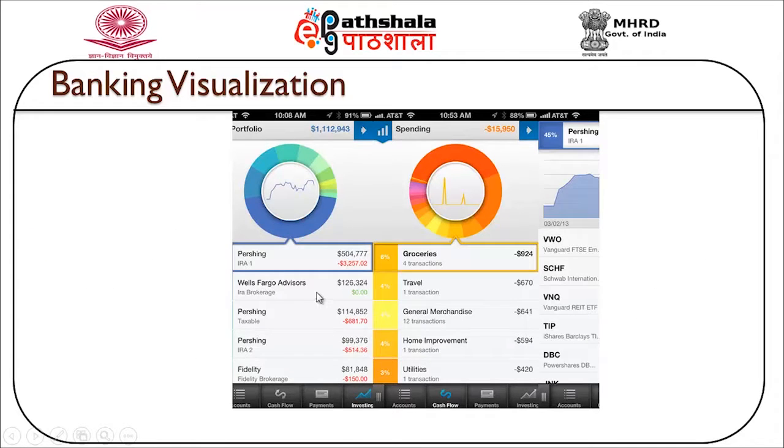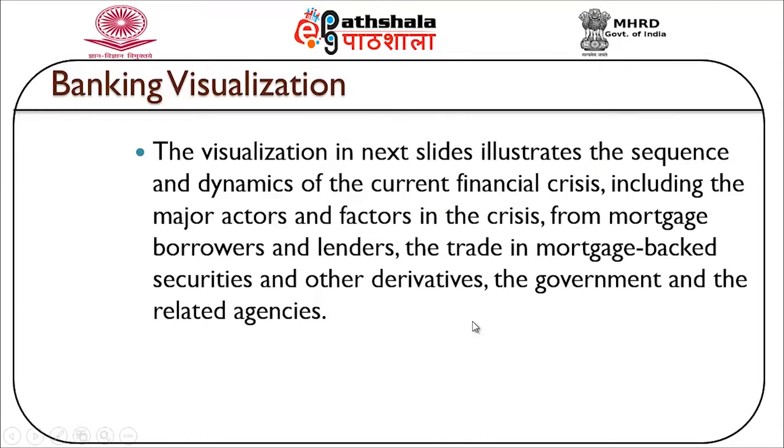This is one example of a banking visual that has been drawn. If we look at this visual, we can see the amount that has been spent by the Wells Fargo advisors via brokerage, and similarly for each and every area it has been divided and the amount has been specified. Similarly, on the right-hand side they have given the spending, that is groceries, travel, merchandise, home improvement. What are the areas in which the amount has been spent? So we can compare these two charts by placing them side by side.